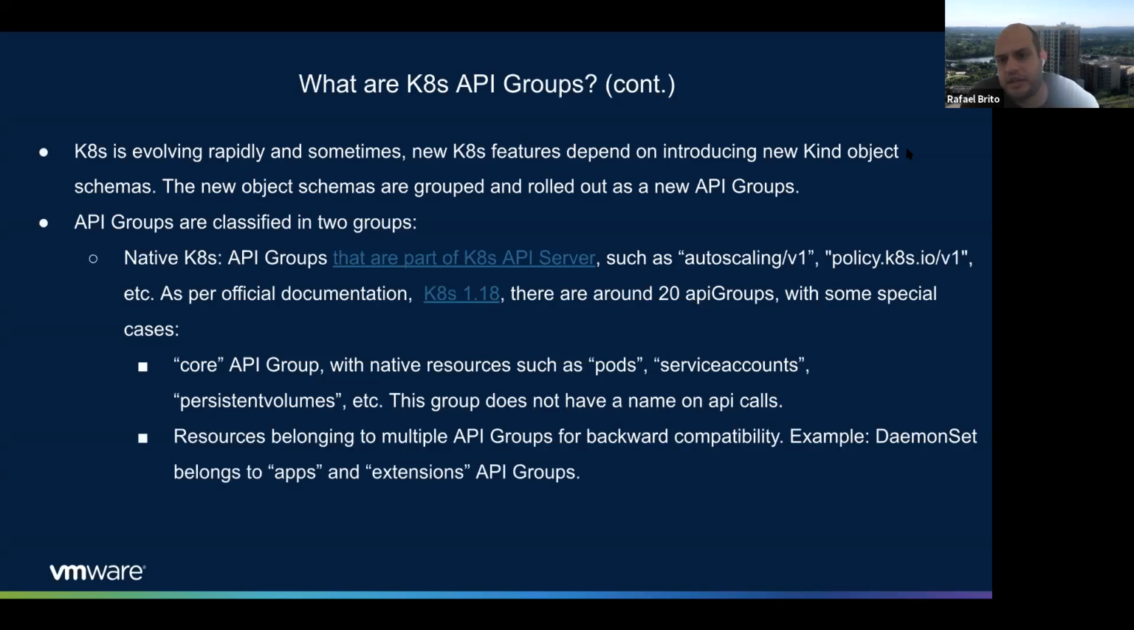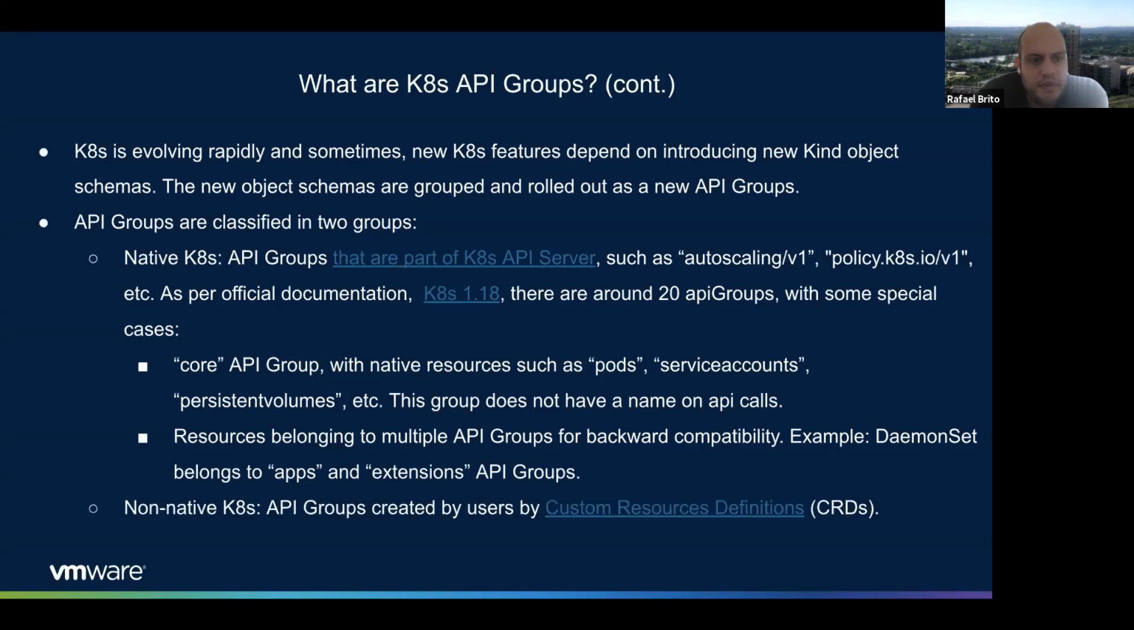There are other situations where a resource belongs to multiple API groups to be compatible, right? DaemonSet, for example, belongs to apps and extensions. And finally, there are the non-native Kubernetes API groups, the ones that are extensible by the users using CRDs. And those users can create their own versions and roll out their own versions.